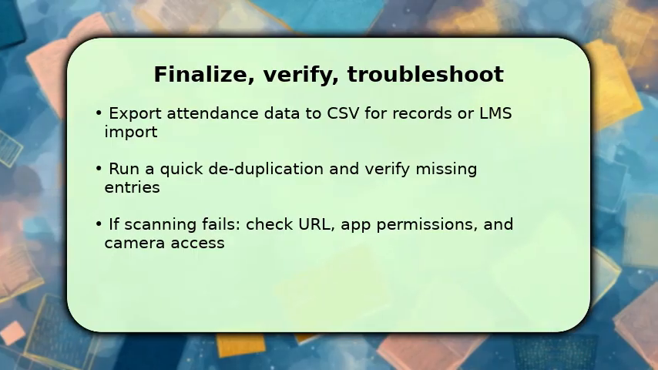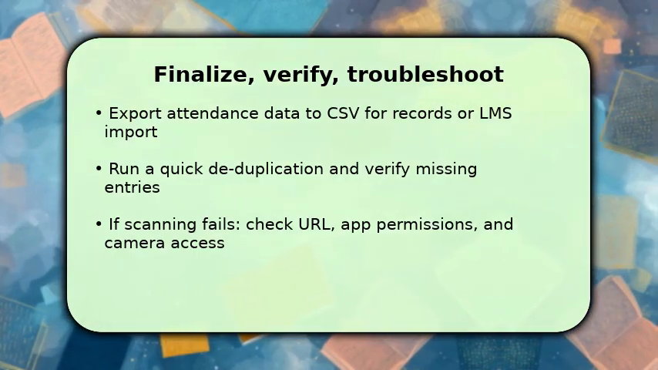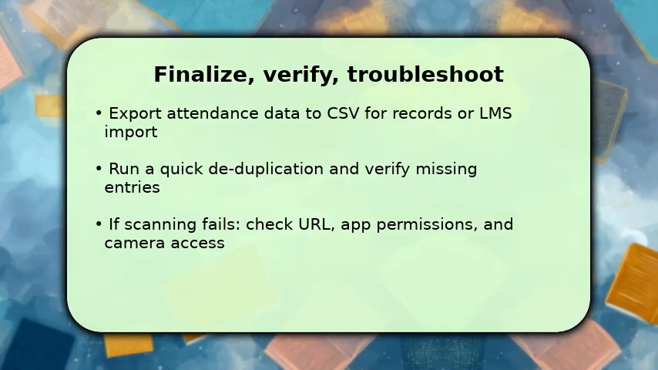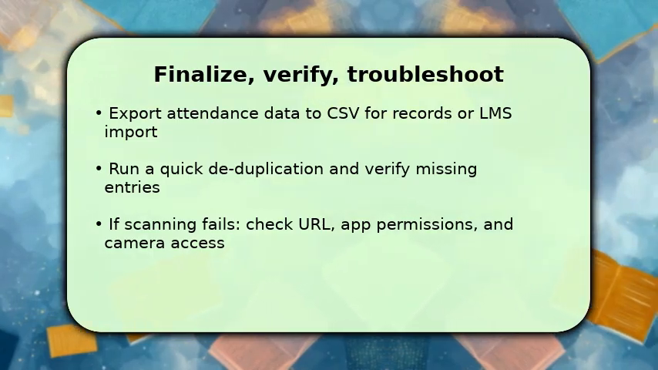If scanning fails, instruct users to check camera permissions, ensure the QR points to the correct URL, and try a different scanner app. If many fail, replace the printed code or provide a short manual sign-in link as backup.